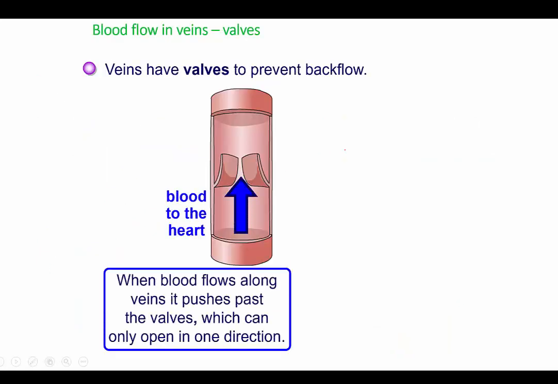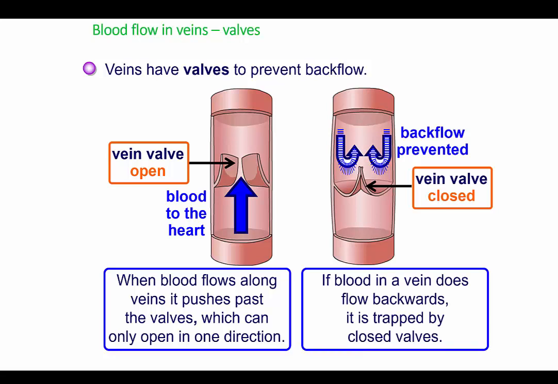Now, just to show you another wee bit about these valves here. So, if blood was travelling back this way to the heart, these valves are basically here to stop blood flowing backwards. If the blood was flowing at a really low pressure, what would happen is these valves would close and the backflow of blood would be prevented. So the blood can't get past these valves.